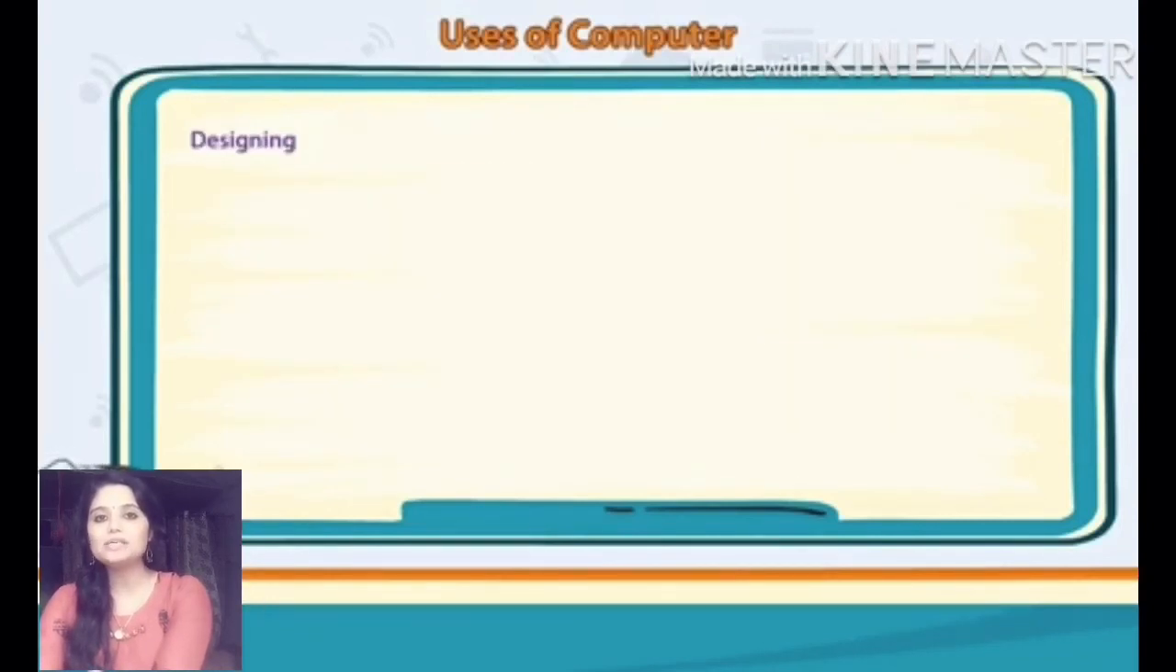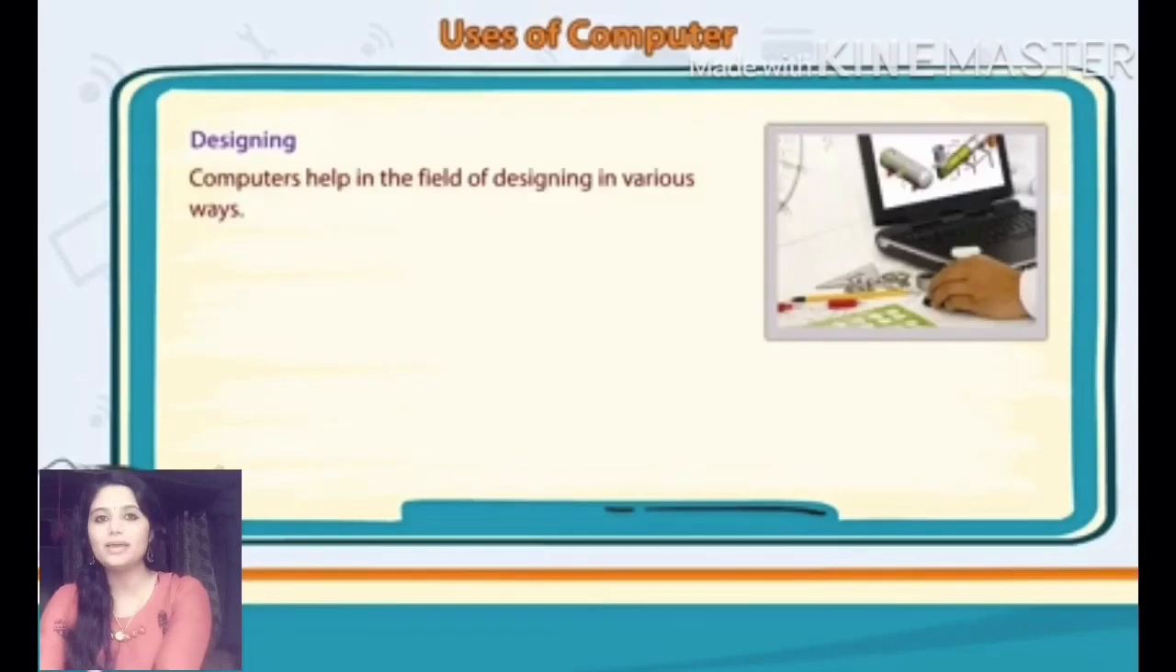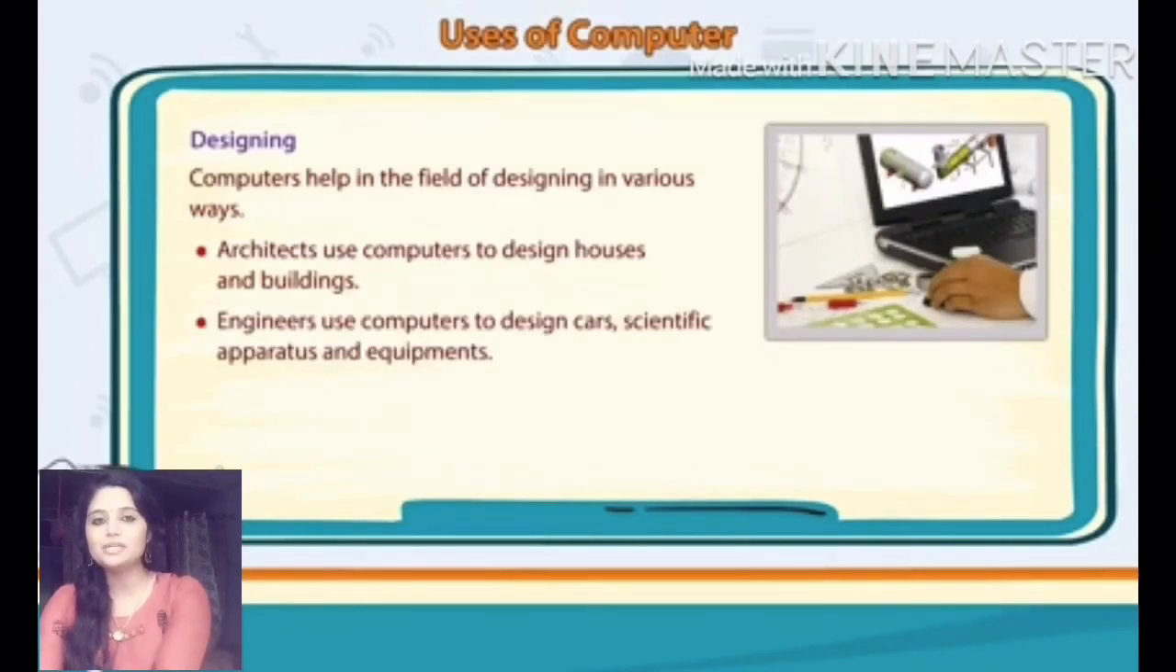Designing. Computers help in the field of designing in various ways. Architects use computers to design houses and buildings. Engineers use computers to design cars, scientific apparatus and equipments.